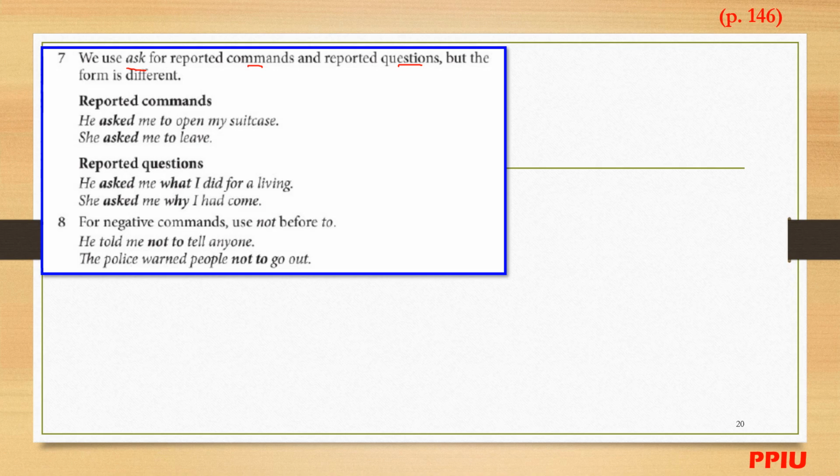Okay, for negative command, use not before to. He told me not to tell anyone. The police warned people not to go out. Okay, I will explain this in a little bit. It's not far different from number 6, about reported statement and reported command in here.